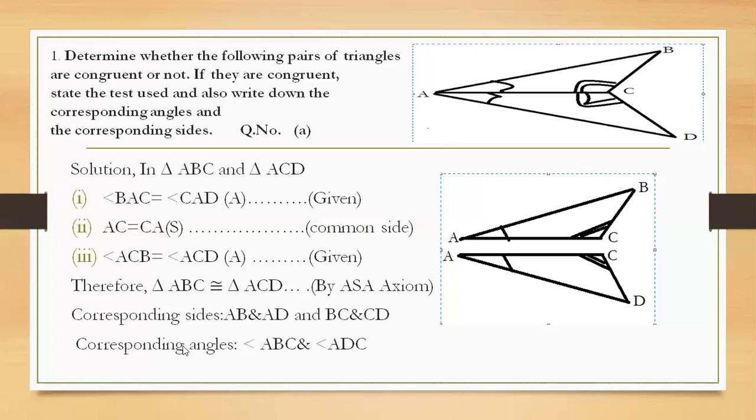And here corresponding angles, look here, AC side is equal to AC side, then the angle opposite AC side is ABC, and here the angle opposite AC side is ADC. That's why ABC and ADC are corresponding angles. I hope you are clear about this question.